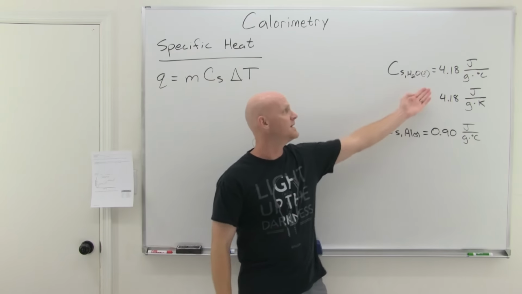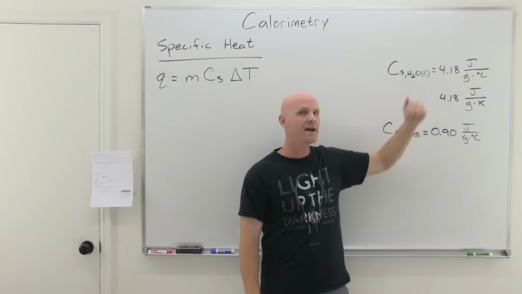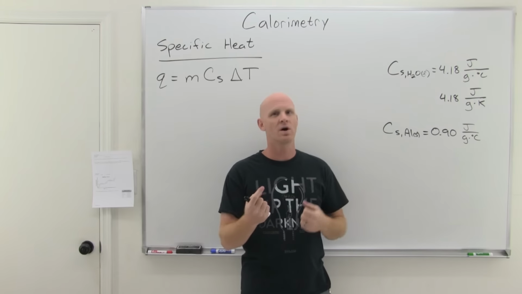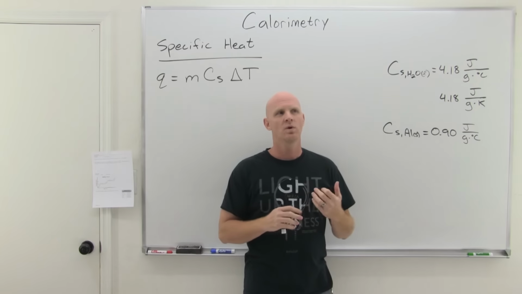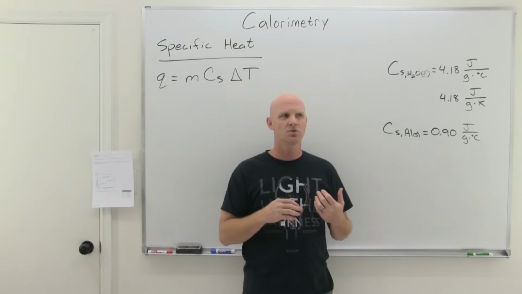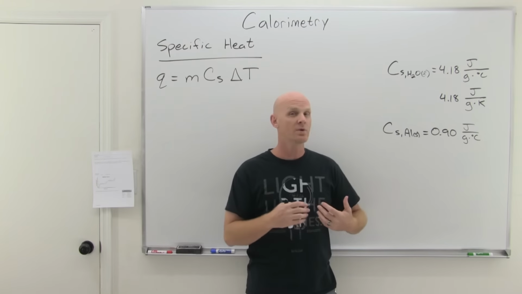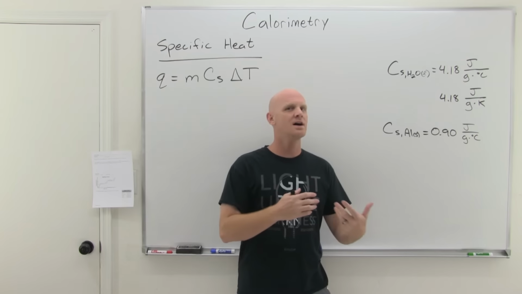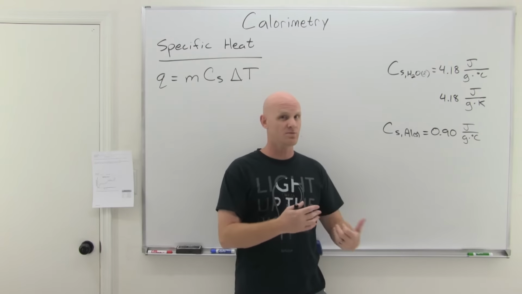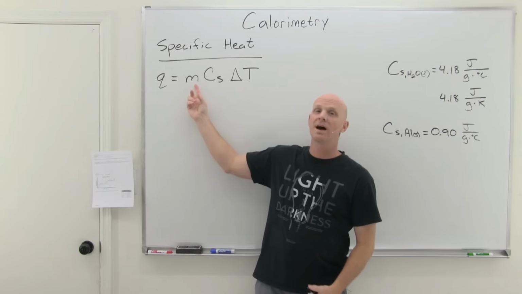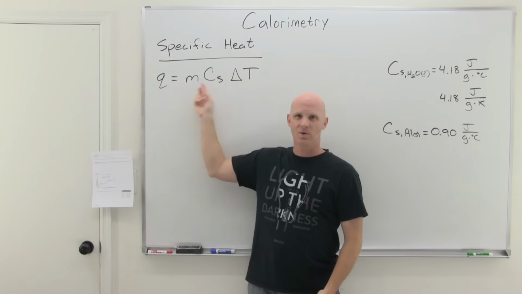So going back again, it takes 4.18 joules of heat to raise the temperature of 1 gram of liquid water 1 degree Celsius. Well, what if you had 2 grams of water and you wanted to raise it up 1 degree? Well, if you had twice as much water, then it would require twice as much heat. And what if you had 5 times as much water? So 5 grams of water. Well, then it would take 5 times as much heat. And that's why we also multiply by the mass in this equation.